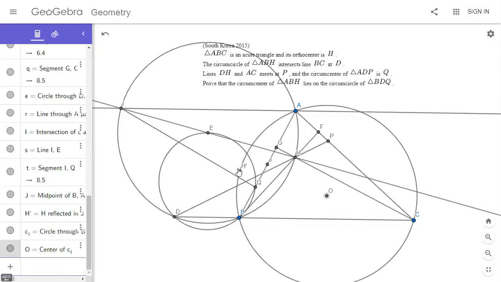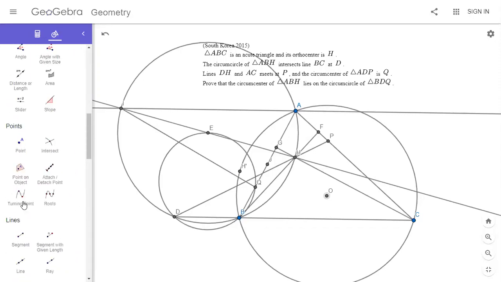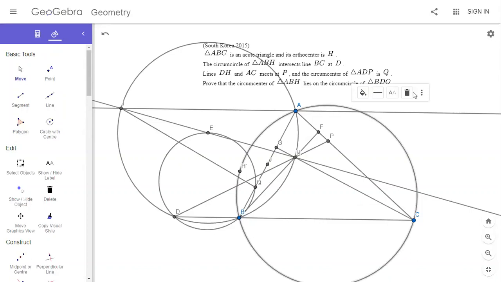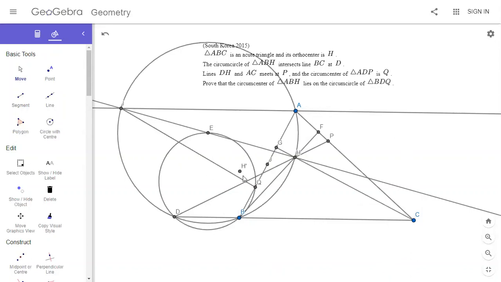Yeah, because H is the orthocenter of ABI. Yeah, I'll just delete that for now, but I see basically what you're saying. So yeah, H prime is the orthocenter of triangle ABI. So if you reflect it across the midpoint of AB, that would be the antipode of I. Okay.